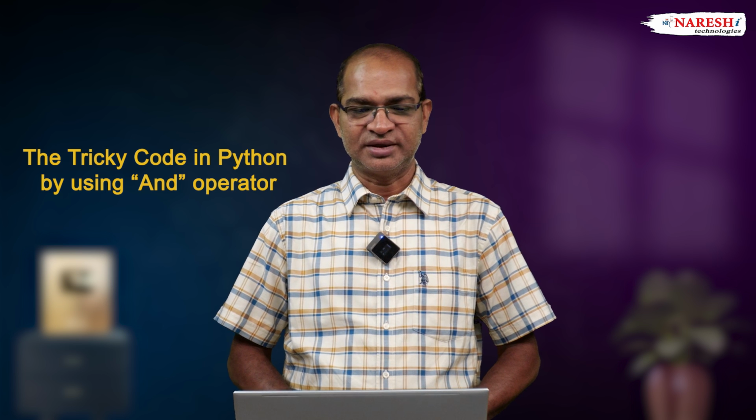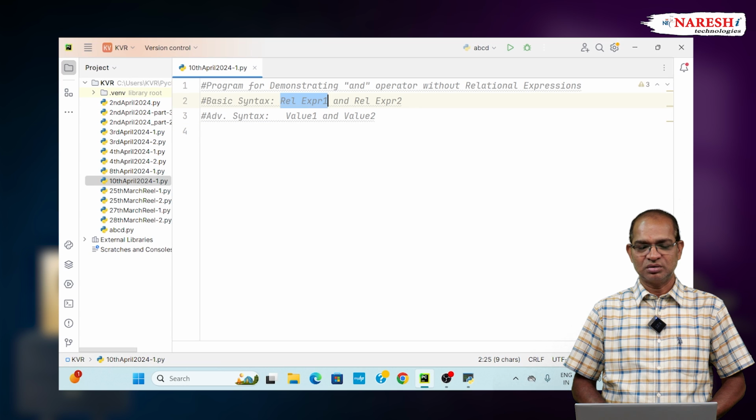Do you know the most important tricky code in Python? The tricky code in Python is using the AND operator. The syntax of the AND operator is like this: relational expression 1 and relational expression 2.